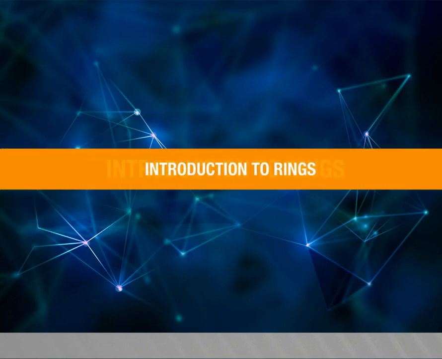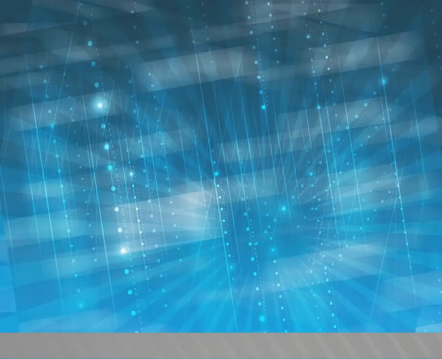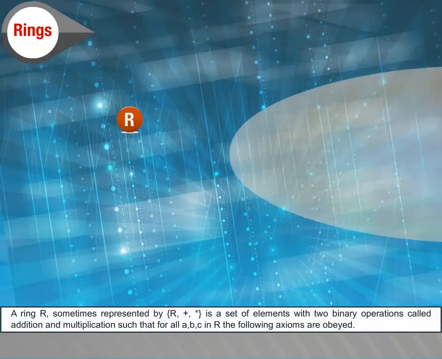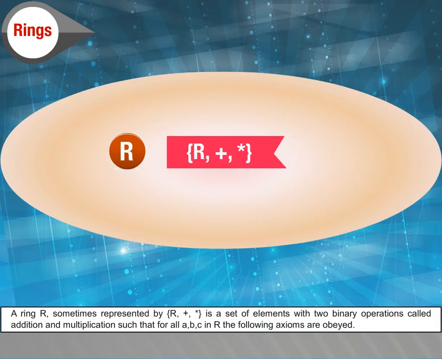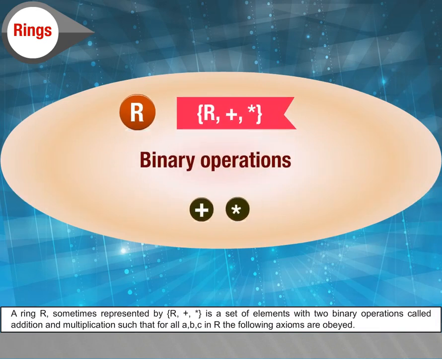Introduction to rings. In this video, we are going to see about introduction to rings. A ring R, sometimes represented by the set R, addition, multiplication, is a set of elements with two binary operations called addition and multiplication, such that for all A, B, C in R, the following axioms are obeyed.